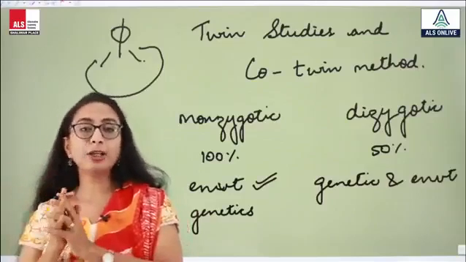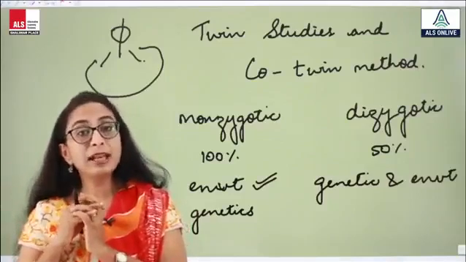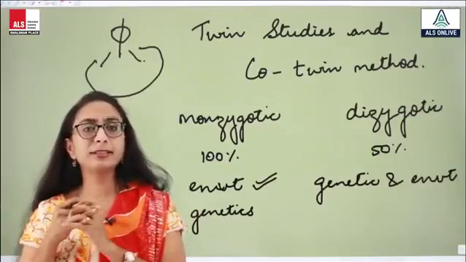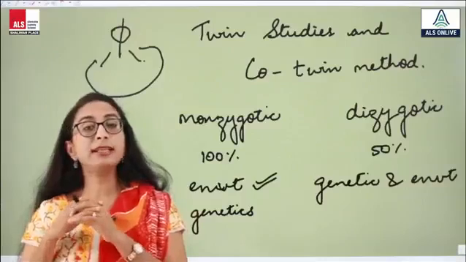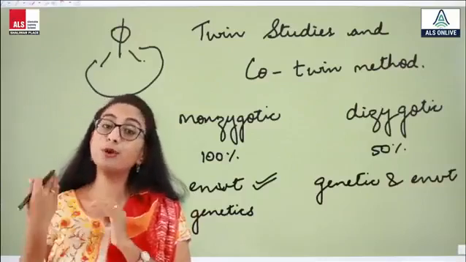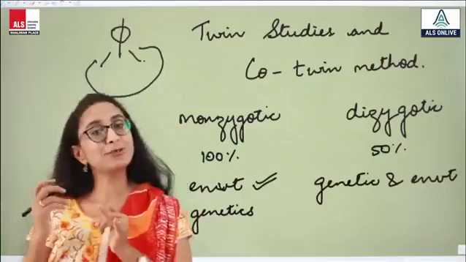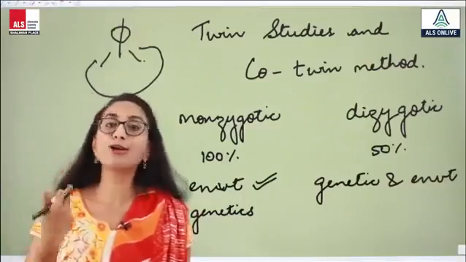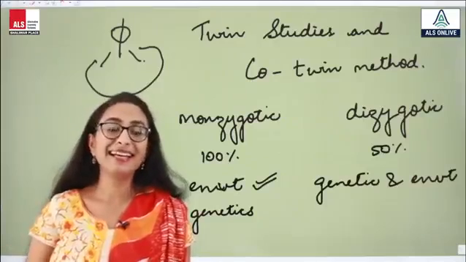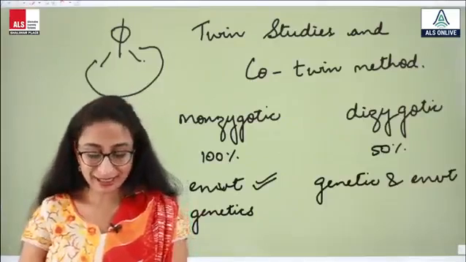And in dizygotic twins, when there is a similarity, okay, that is probably because of the 50% of the genes which they share, and when there is dissimilarity, we say it is both due to the environmental factors as well as the genetic factors, because still the remaining 50% of the genes are not shared by them and they are different. This is what we study in twin study and co-twin method.